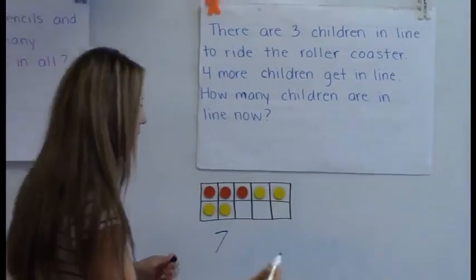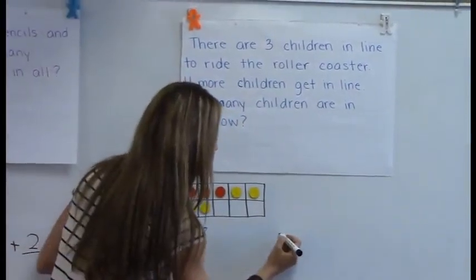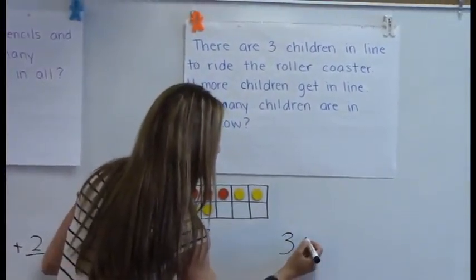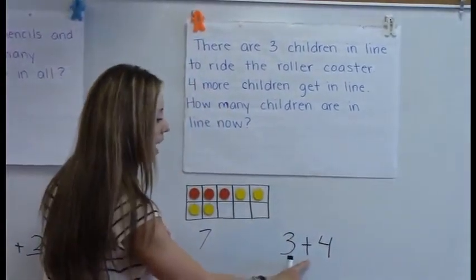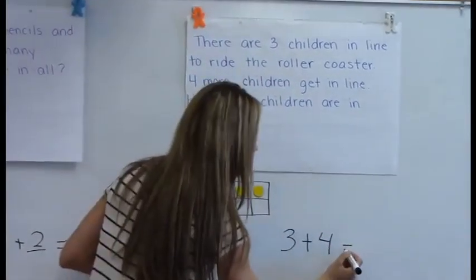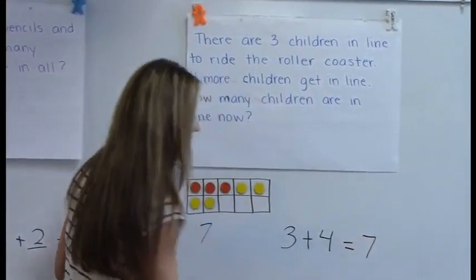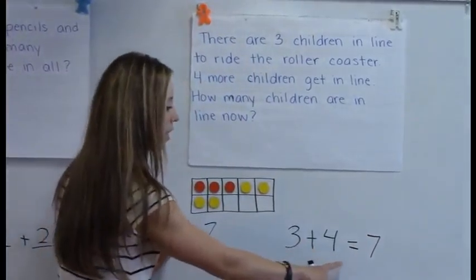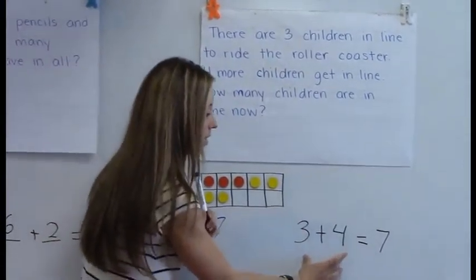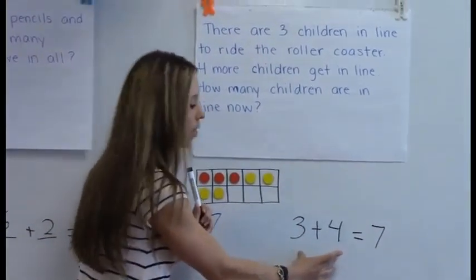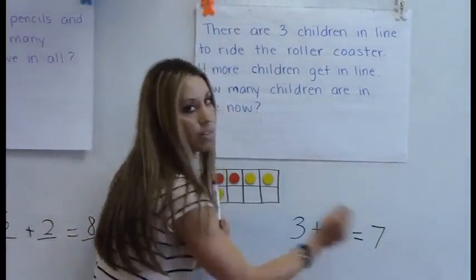So next to my equation, we have 3, and then we are having 4 more join them, so 3 and 4 equals 7 altogether. 3 kids, 4 more get in line, that makes 7. We want kids to understand that these 2 things, when put together, equals our answer.